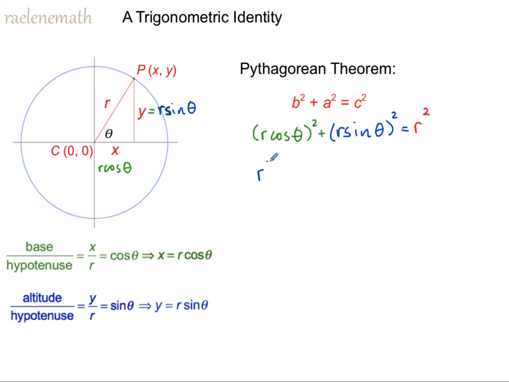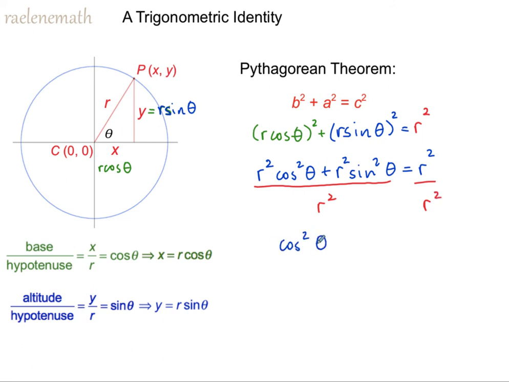Expanding this gives us r squared cosine squared theta plus r squared sine squared theta is equal to r squared. We can divide both sides of the equation by r squared, and we can simplify this equation to one of the most important trigonometric identities or equations. Cosine squared theta plus sine squared theta equal to 1. The word identity indicates that the left side is identical to the right side.